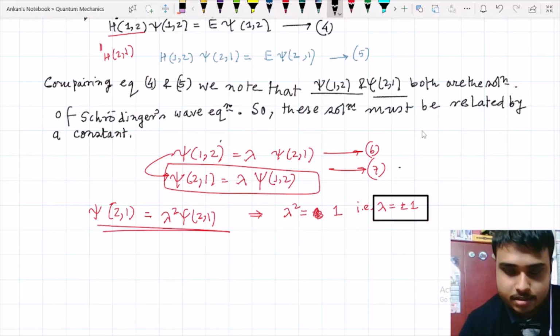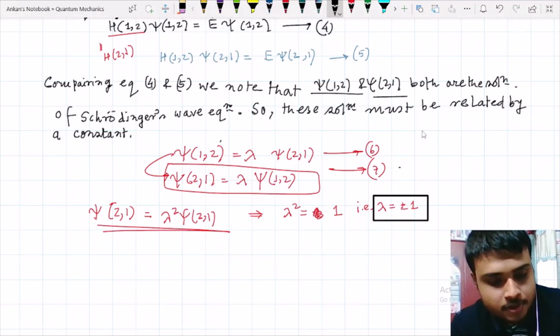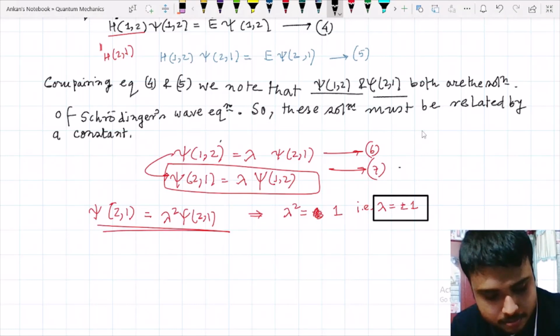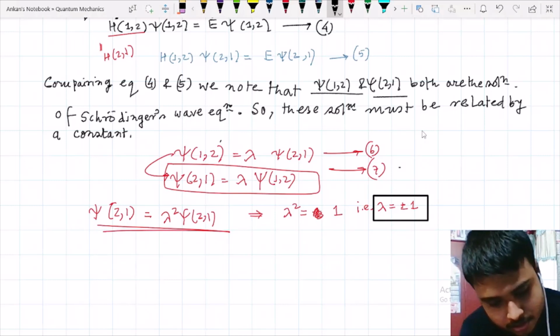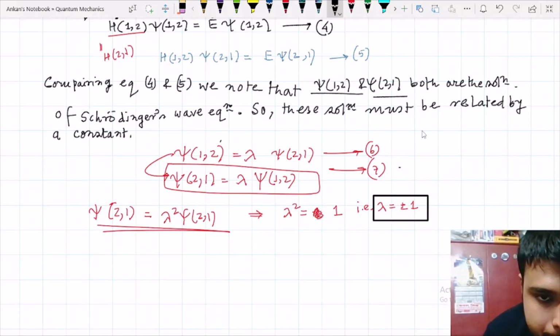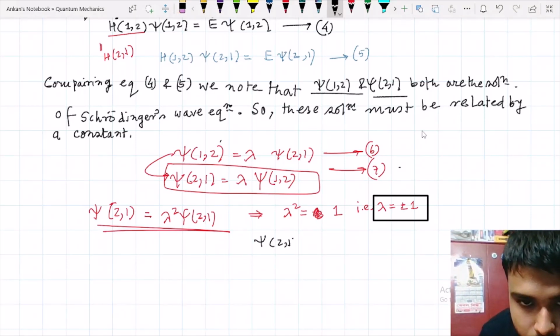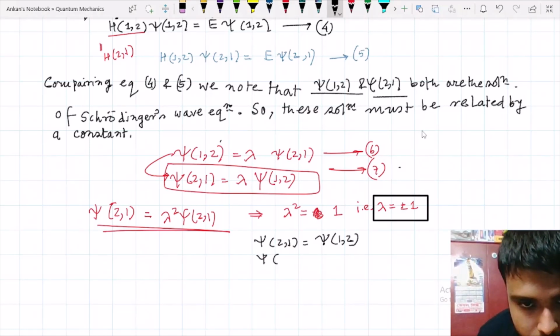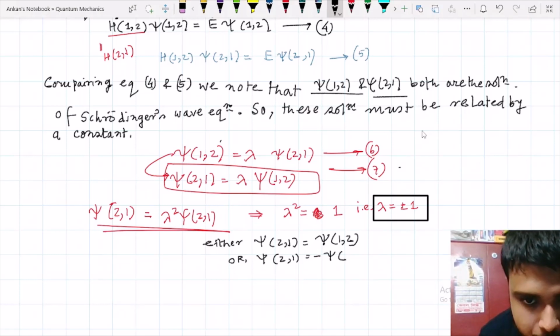Lambda is plus minus 1. So we can write either psi21 is equal to psi12, or we can write psi21 is equal to minus psi12.